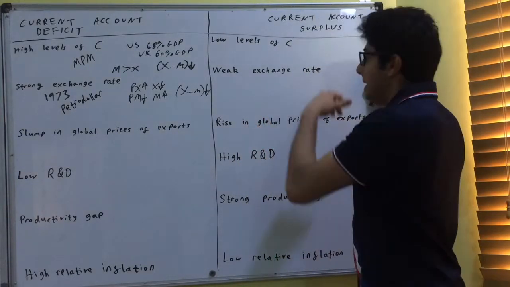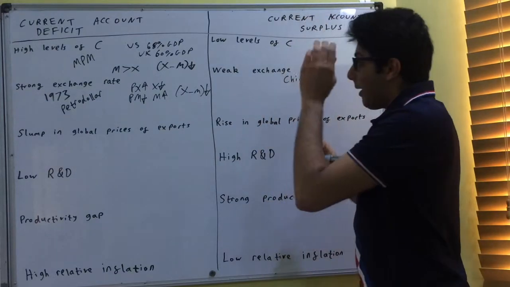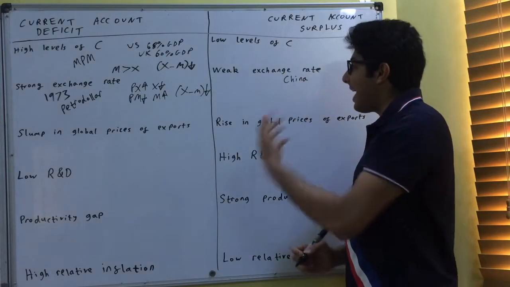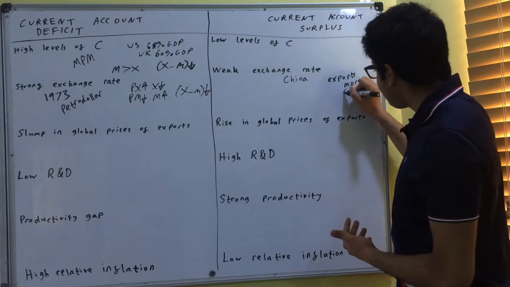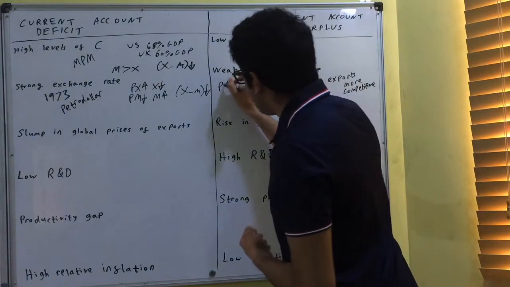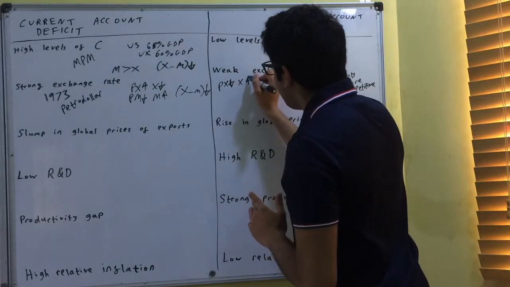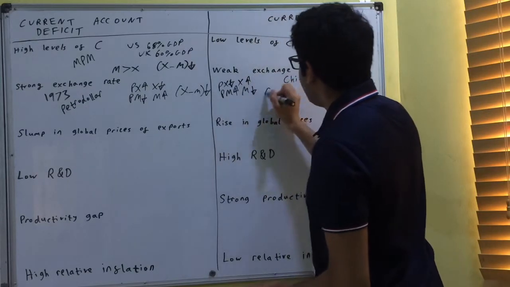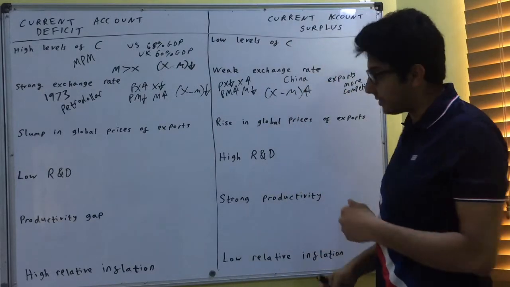For current account surplus, a weak exchange rate. We can look at China. China has been accused of manipulating its exchange rate, keeping it artificially low so that their exports are more competitive. Because if you have a weak exchange rate, the price of exports decreases, making them more price competitive. So usually the value of exports increases. And with imports, it's the opposite. That means net exports increase, a trade surplus, leading to a current account surplus.